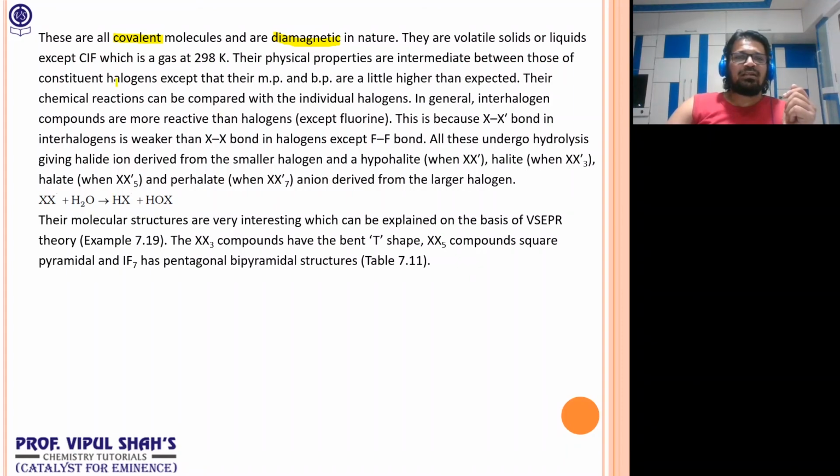Physical properties: they are next to the halogens, but their melting points and boiling points are higher. I just said the answer: because they get polarized. Charges are developed, so you have to supply more energy. That's why their melting and boiling points are higher.